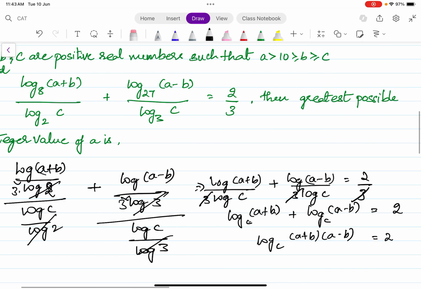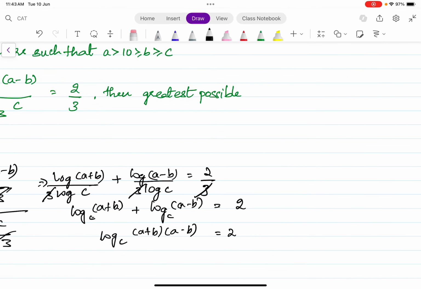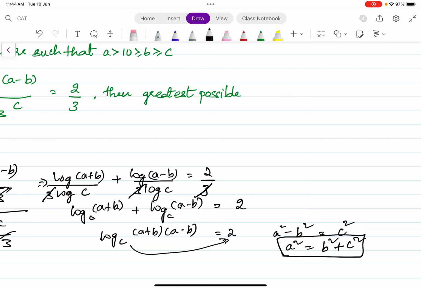Now they're asking the greatest possible value of a. So before we do that, let's simplify this further. What is a plus b into a minus b? a square minus b square. Logarithm to the base c is there, right? So the c, if you send it this side, it becomes c square, correct? So this can be further simplified as a square equal to b square plus c square. This is the final equation that you get.